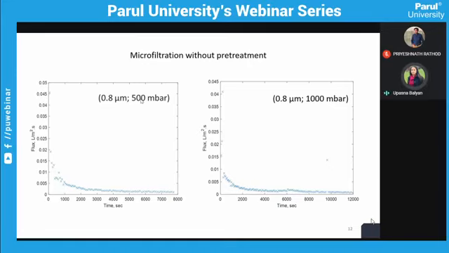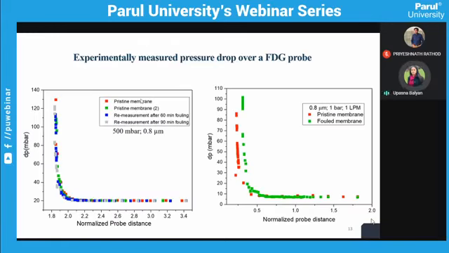This is just the flux decline behavior with respect to time. Flux continuously decreases with respect to time, and your main objective is to enhance the flux. When flux is higher, that means fouling is lower. When flux is low, that means you are not doing very well with the fouling characteristics. So this is just the experimentally measured pressure drop over the FDG.